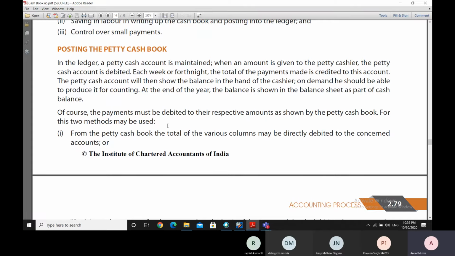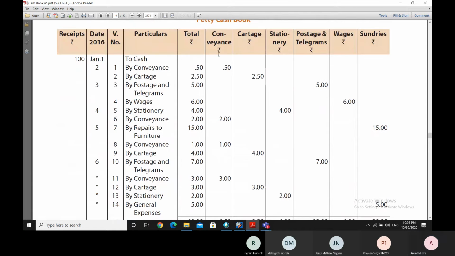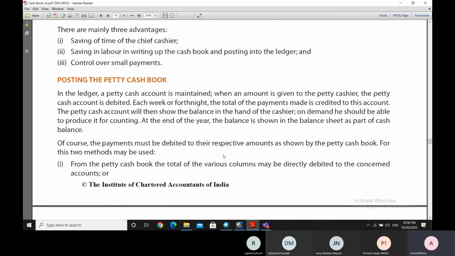The first method is that from the petty cash book, the totals of the various columns are taken, and those totals may be directly debited to the concerned account. So as in this example, let's say the total of the conveyance is 650. So this 650 will be debited to the conveyance account in the ledger.